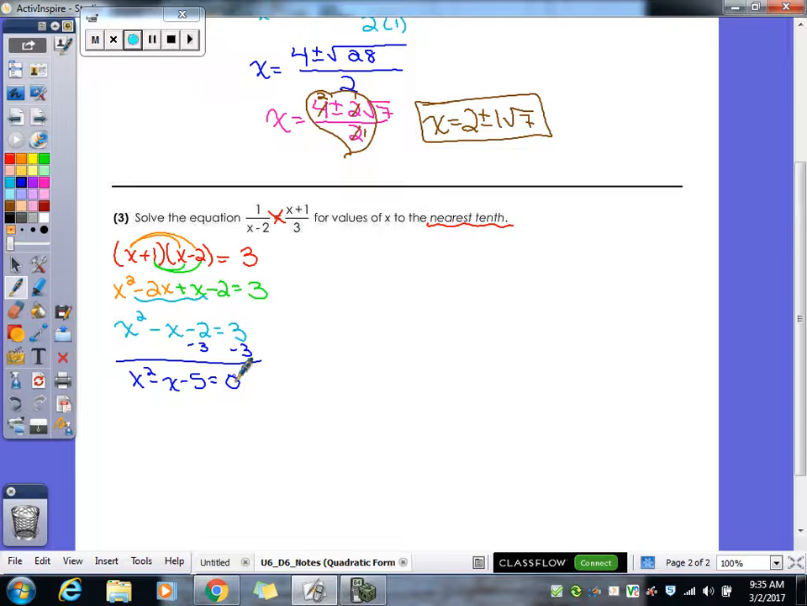So now we can do our quadratic formula because now we are in standard form. What's our A? B, -1, and C, -5. Our A is 1, B is -1, C is -5. So let's write our quadratic formula, -b plus or minus the square root, b squared minus 4ac, all over 2a.